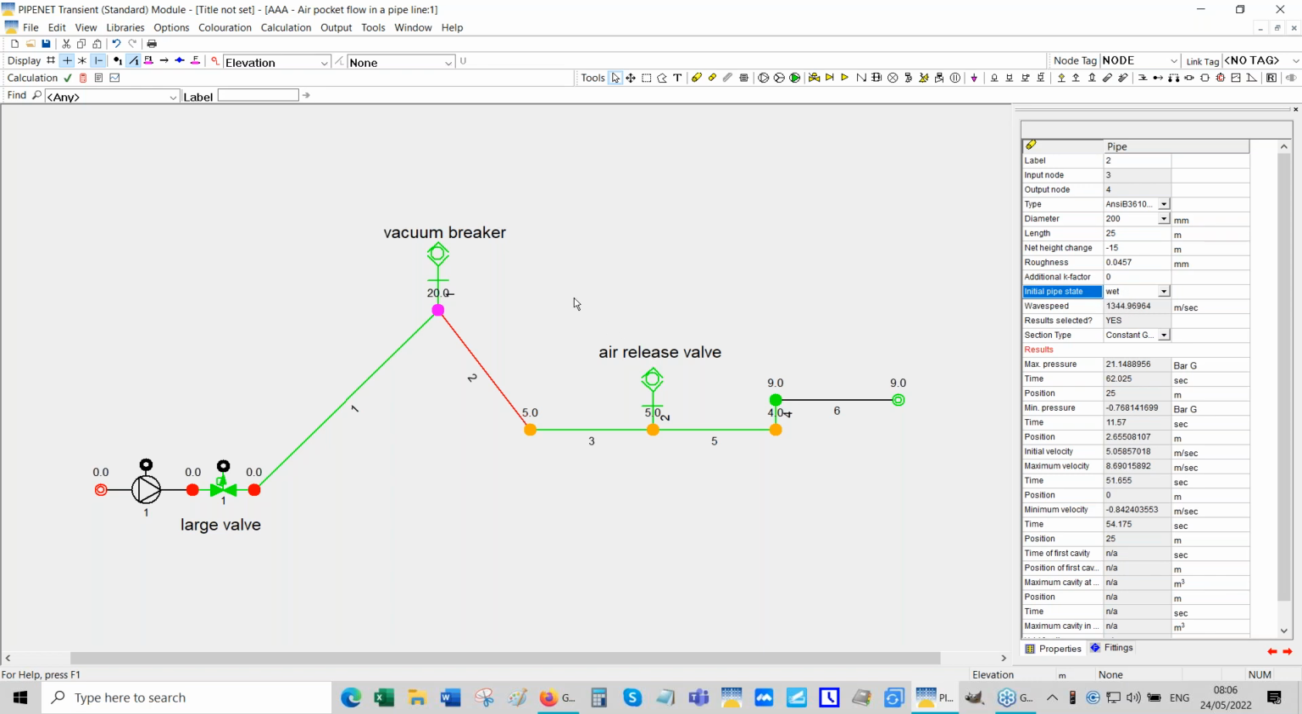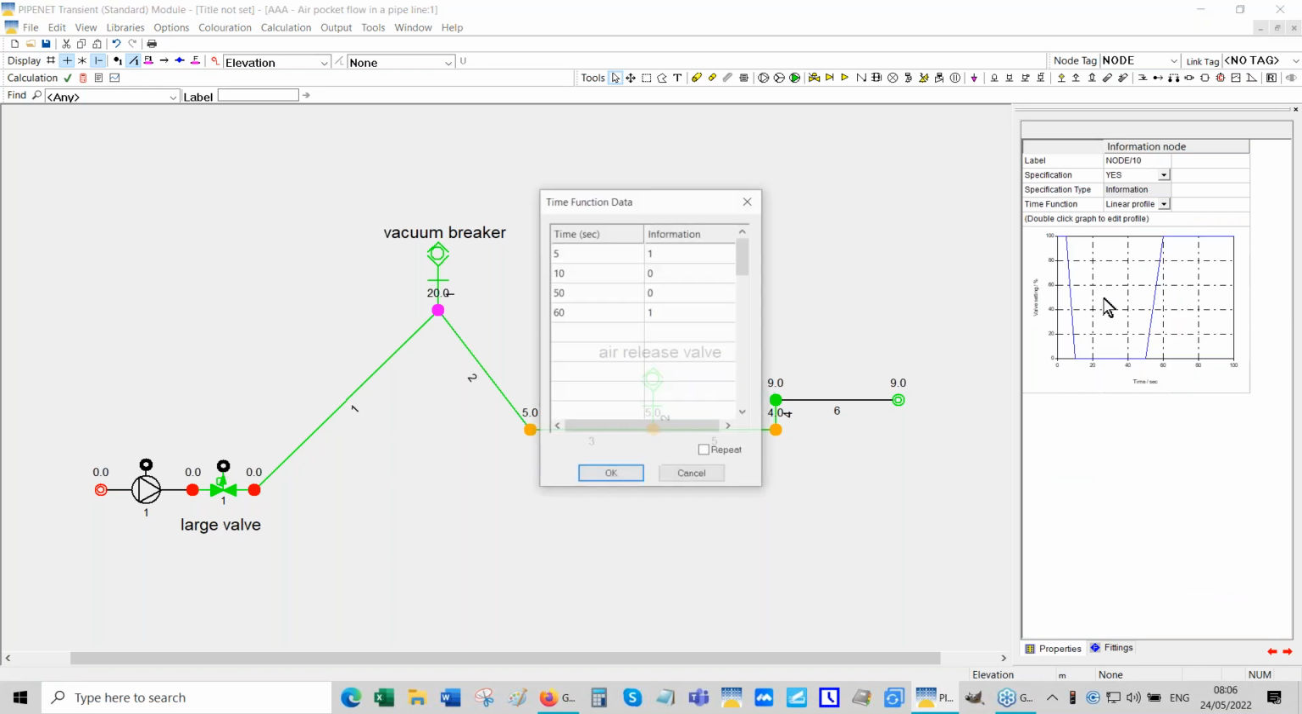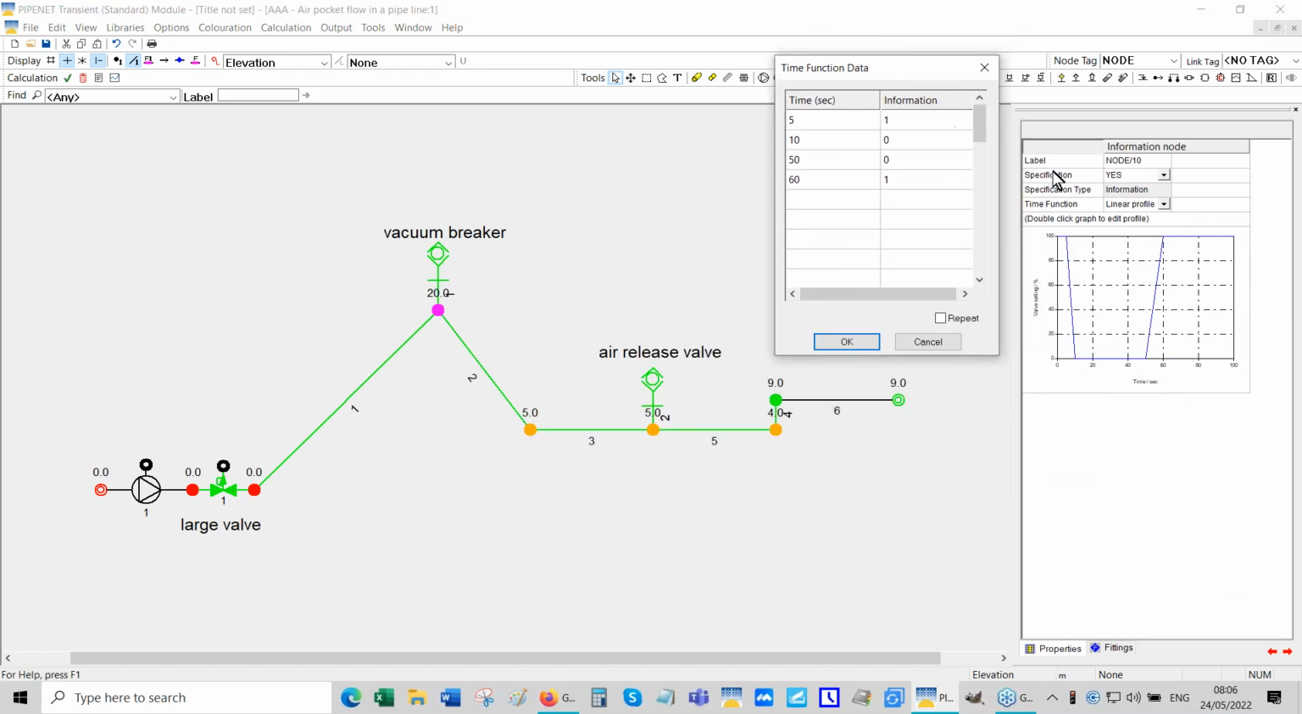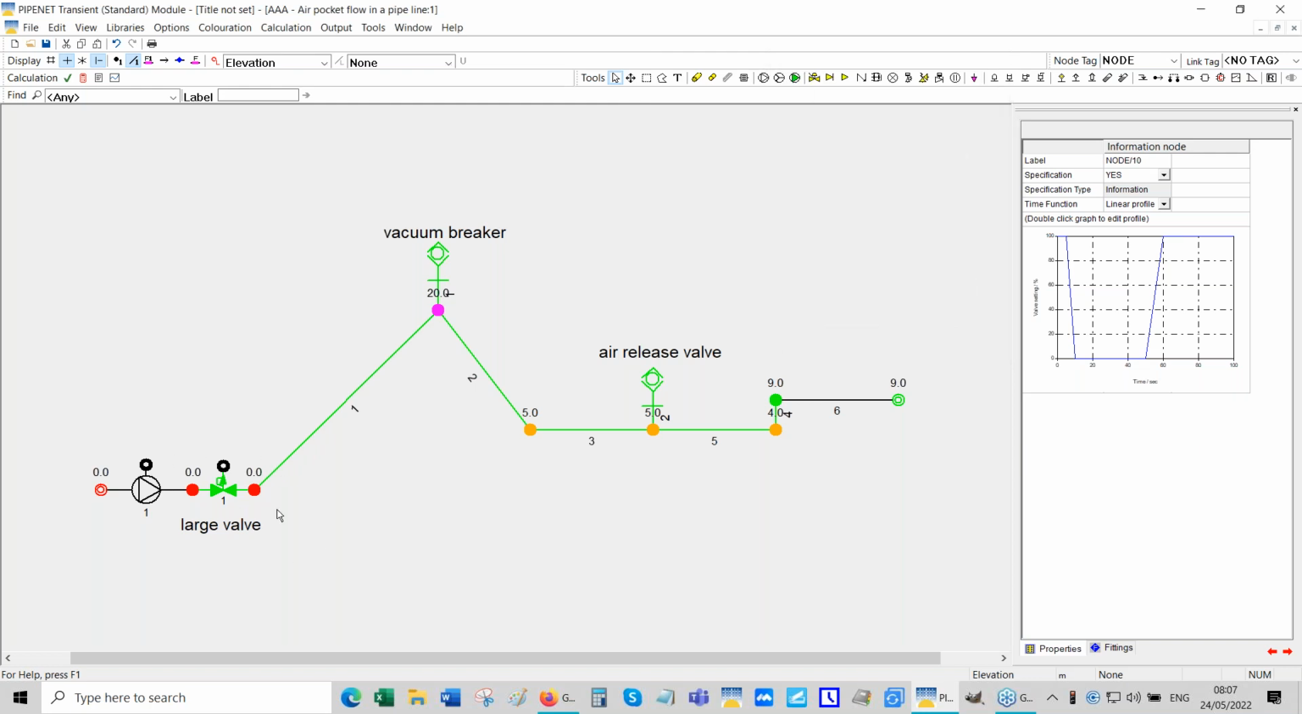So remember that this is an example where this valve, you see, we're using the linear profile. It's open up to 5 seconds, and at 10 seconds is fully closed. In other words, it closes, you can see it here, from 5 to 10 seconds, and it stays closed until 50 seconds. And then at 50 seconds, it starts to open again. And by the time we reach 60 seconds, it's fully open. That's what happens to this valve.